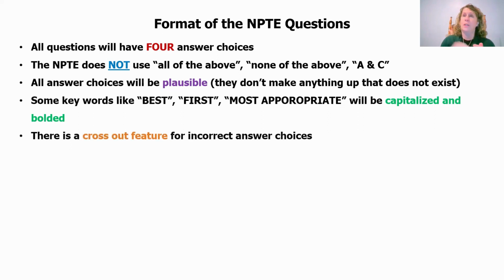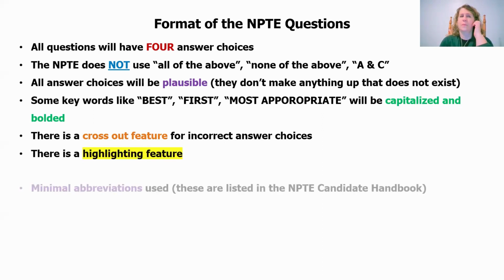There is a cross-out feature. You can cross out an answer that you know is wrong. There's a highlighting feature so that you can highlight keywords to make sure you don't miss them. And I think that's really important when you mark a question for review and you want to go back and review it, to make sure that you don't miss them when you go back to review, to have those highlighted.